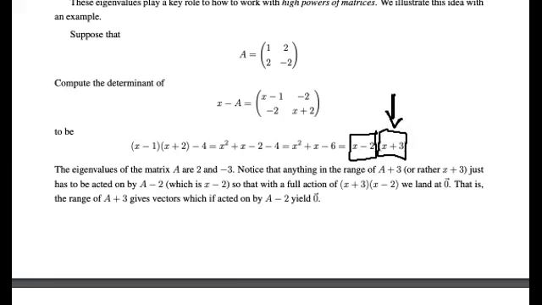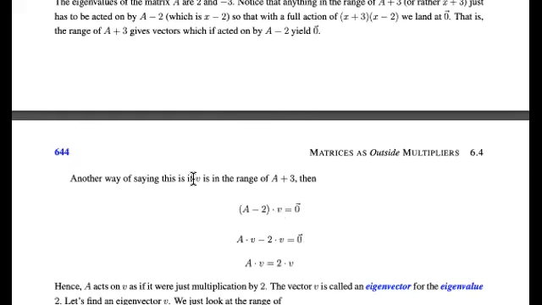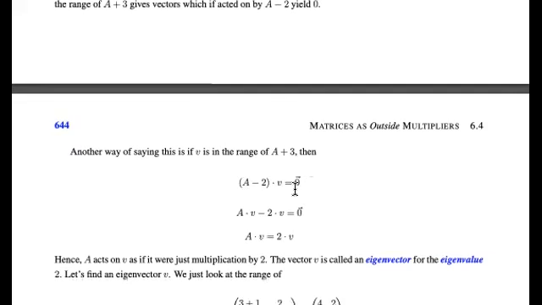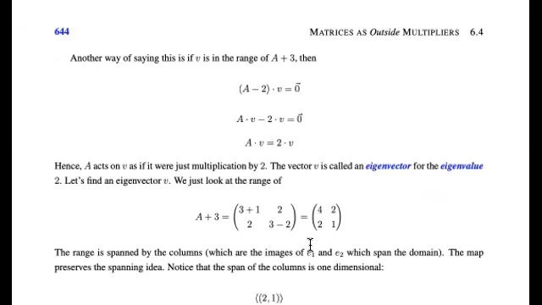So let's take a look at that as we keep going in the reading. All right, so v is in the range of A plus 3, where A is like x here, then this will be true. So let's think about A plus 3. A plus 3 is, we take the matrix A and just add 3 on the diagonals. We get this. That means 4, 2, and 2, 1. These right here are what you'd call eigenvectors for the matrix A with eigenvalue 2.